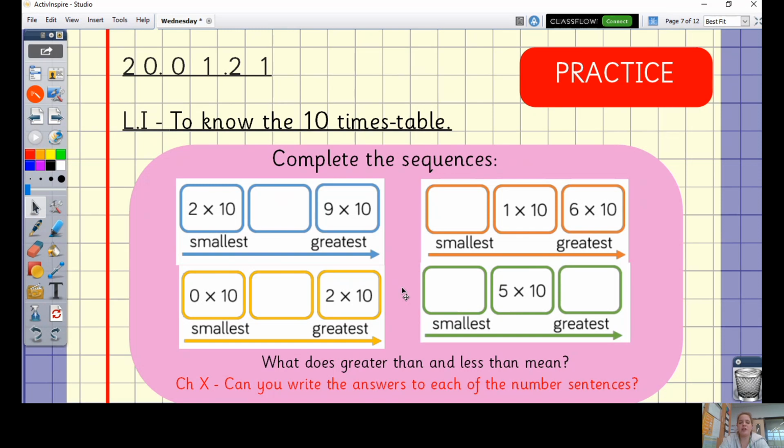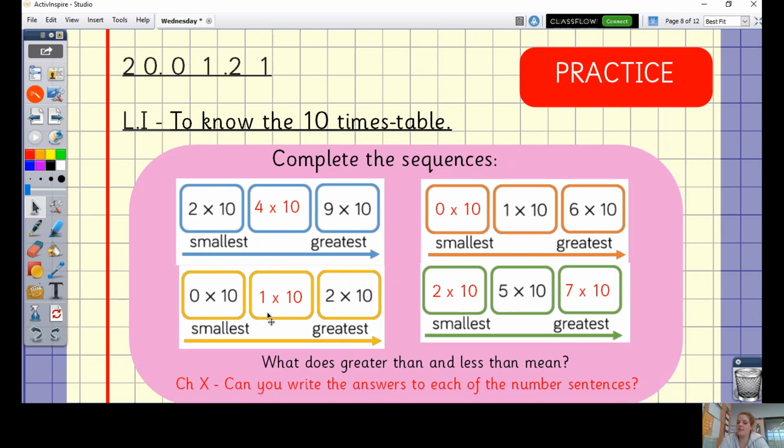Okay, hopefully you've had some time to look at some or all of these sequences. So we're going to have a look at the answers together. Now you might not have the same answers as me, but that's okay, because for the top blue one, you could have any number between 2 and 9. So you could have had 3, 4, 5, 6, 7, or 8 multiplied by 10 would be fine.